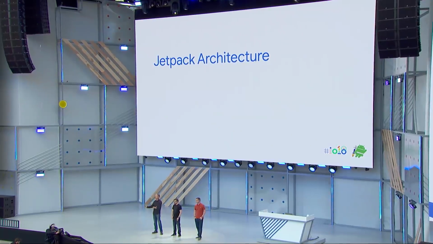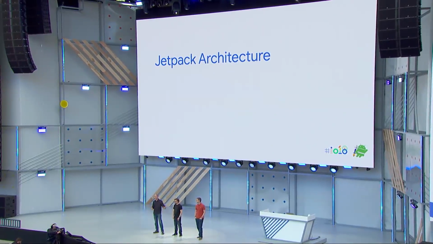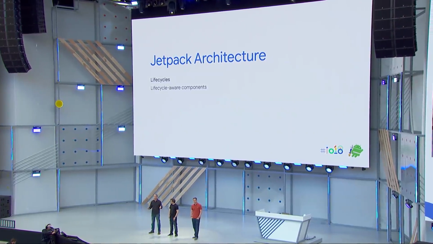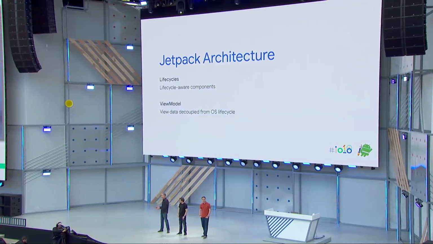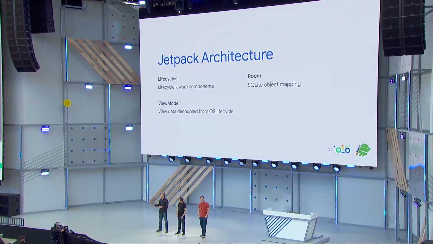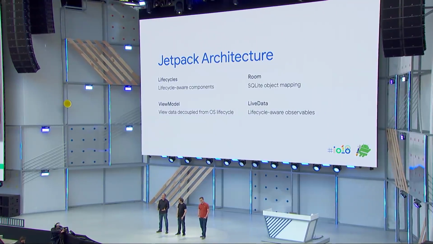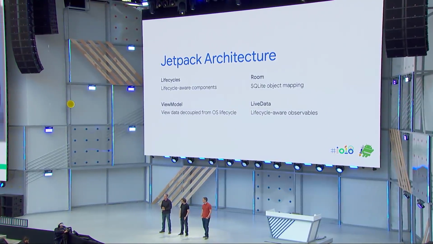Jetpack architecture is about the architecture components that were announced last year at I/O and then iterated with feedback from the community and finally went 1.0 in the fall. So we have the release parts of those, which includes all the lifecycle stuff and the view model stuff, as well as the room, the persistent data model stuff, and live data. So hopefully you are using that stuff already, at least in your new applications.